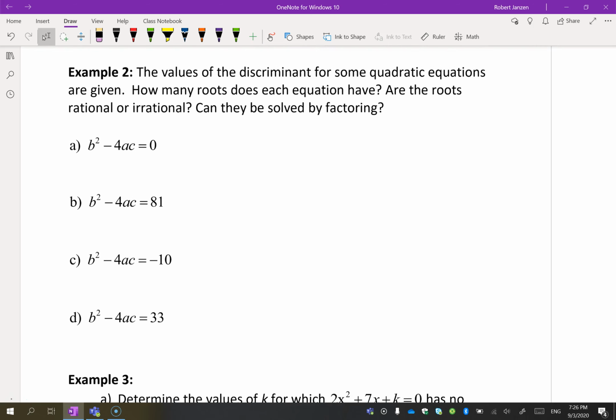Example 2, the values of the discriminant are given. So this time we don't have to figure it out, they're given. And we just have to say, what kind of roots are they? Are they rational or irrational, or can we factor it? So if the discriminant is 0, what does that mean? 1 rational root. Okay, this one cannot be factored.